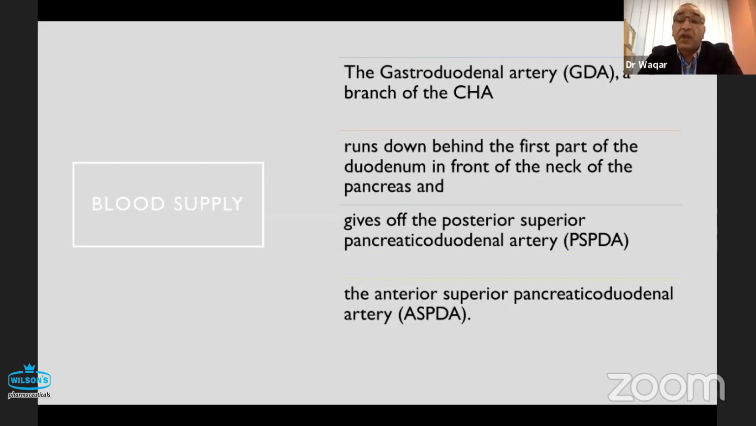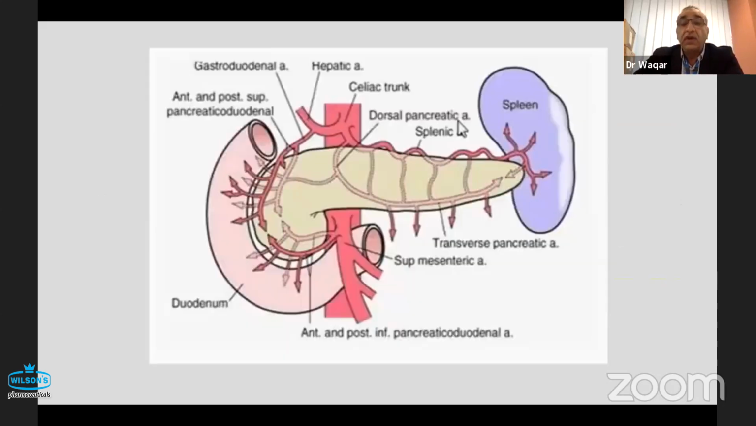Now, the gastroduodenal artery is a branch of the common hepatic artery. It runs down behind the first part of the duodenum in front of the pancreas. So it is basically wedged between the duodenum and the pancreas. And it gives off two important branches, which are the posterior superior pancreaticoduodenal artery and the anterior superior pancreaticoduodenal artery. So if you can see, the celiac trunk, the hepatic artery, gastroduodenal artery, and that splits into the anterior superior pancreaticoduodenal artery and the posterior superior pancreaticoduodenal artery. And they form an arcade around the duodenum.